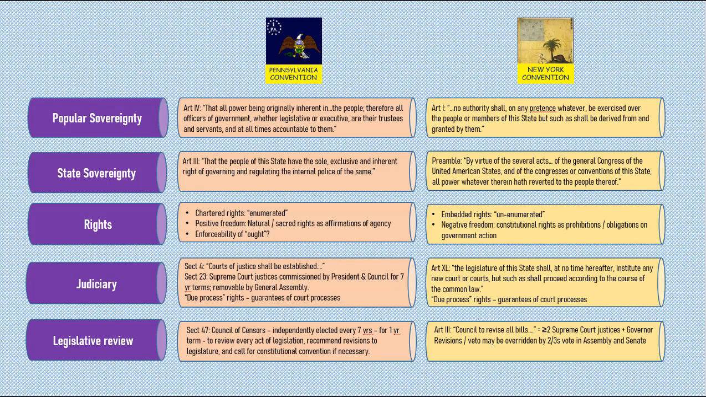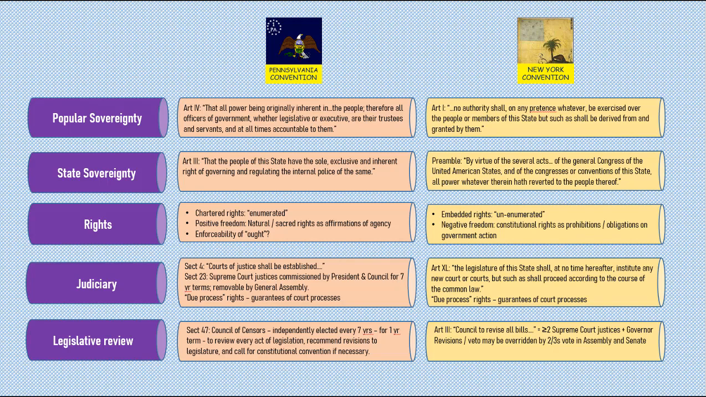The last theme that we need to identify here, and we don't need to return to the text, we've already identified these clauses, is the principle of state sovereignty. And state sovereignty is the critical transition for us to start to look at the Articles of Confederation. Both the Pennsylvania and the New York Constitution contain language that declares the principle of state sovereignty. In Article 3 of the Pennsylvania Constitution, it reads that the people of this state have the sole, exclusive, and inherent right of governing and regulating the internal police of the same.